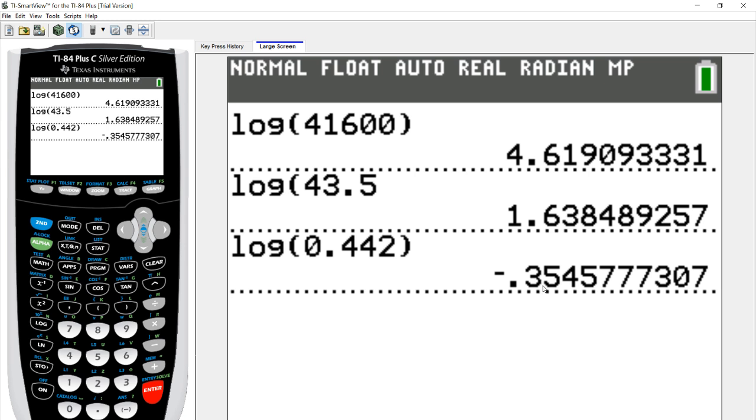These are exactly what you punch into MyMathLab. Do remember though that you do want to round to 4 decimal places. You're going to want 4 decimal places, and then you're good to go.